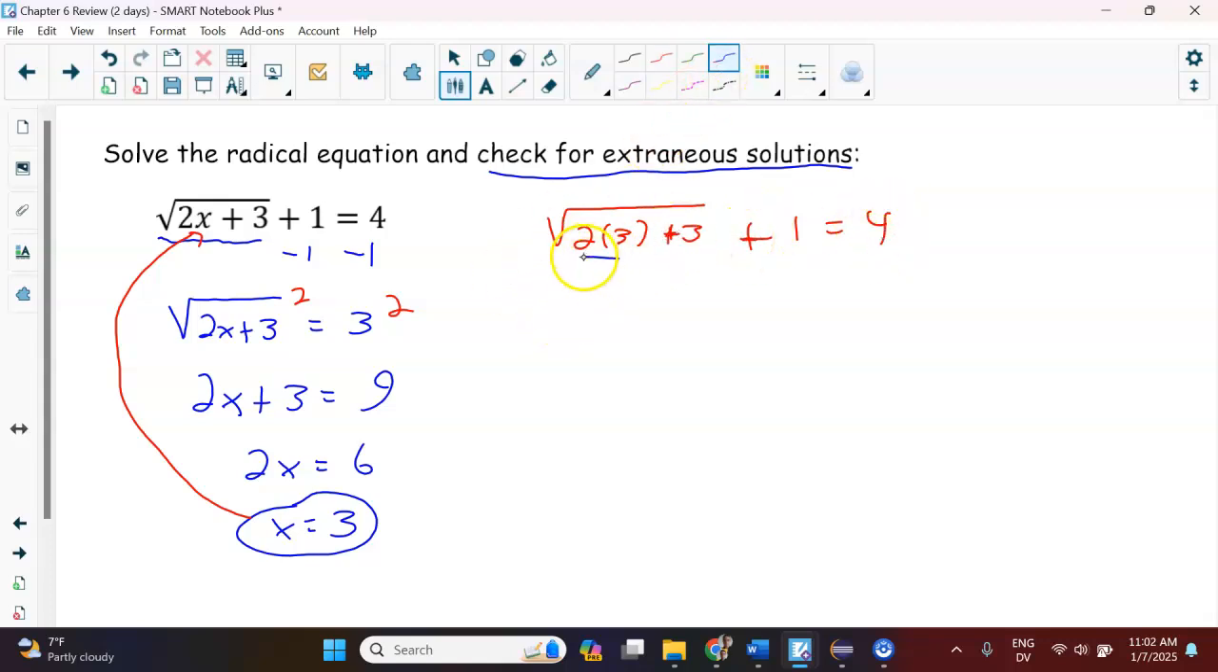So if we start inside here, that's going to be 6 plus 3, so that's going to become 9. So we have root 9 plus 1. And we want to know if it equals 4. And so the square root of 9 is 3. 3 plus 1 is 4. Boom, so that checks out. So this is a good answer. It's not extraneous. If it was extraneous, we'd draw a line through it, and it wouldn't count as an answer.